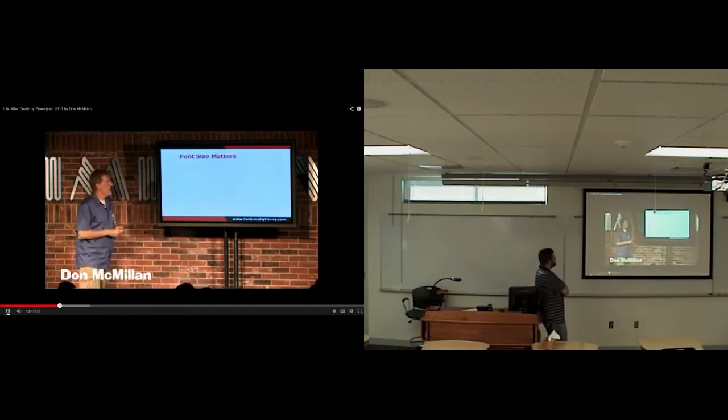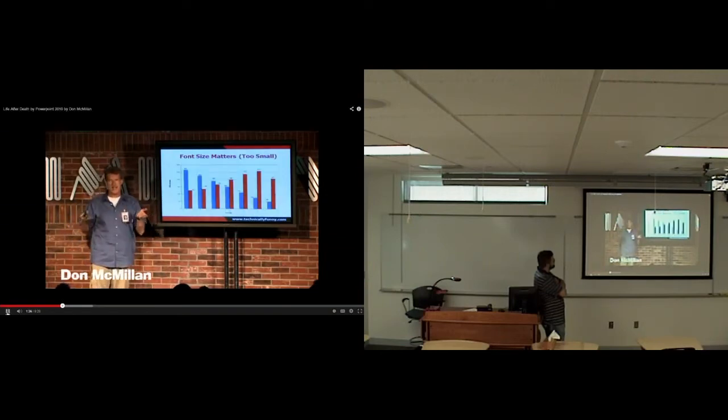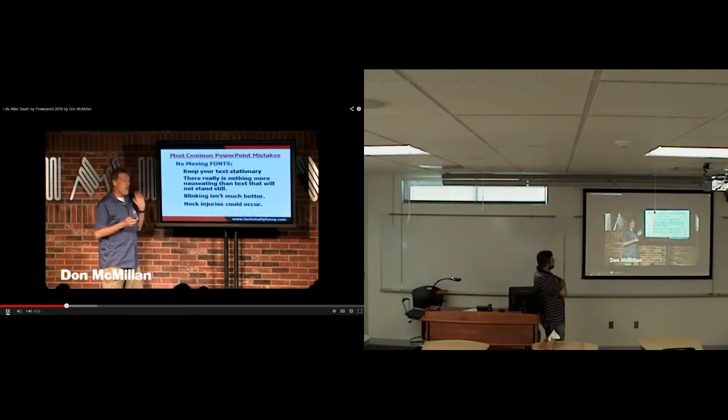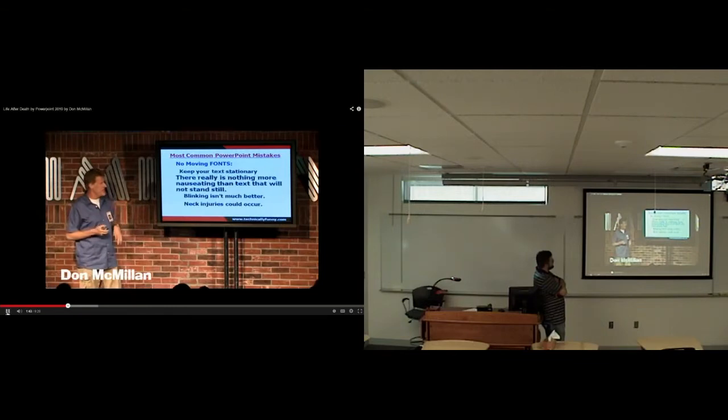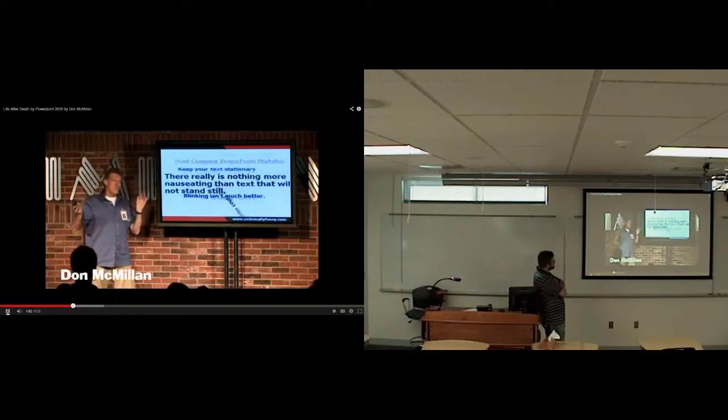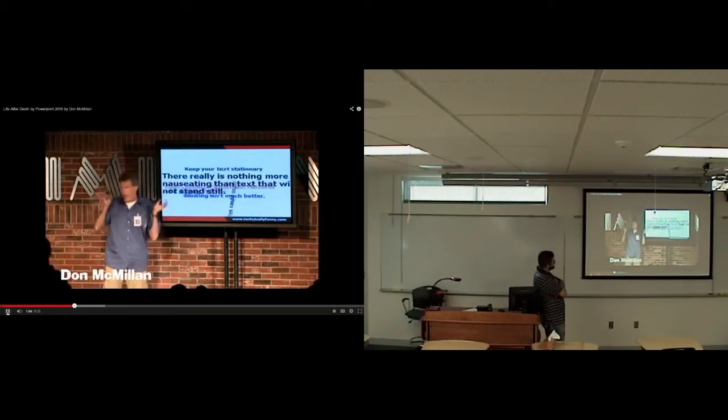Second most common, font size is important. Size matters. Too small, and that's not good for anybody. On the other hand, too big, and you're looking at a moron. You just look like an idiot. Don't have your fonts moving. Keep your text stationary. There's nothing more annoying than text that does blinking. Don't have it blinking. Don't have it spinning. Don't have stuff flying around the screen. You drive people with ADD crazy. They're just like, oh, what's happening? Oh.